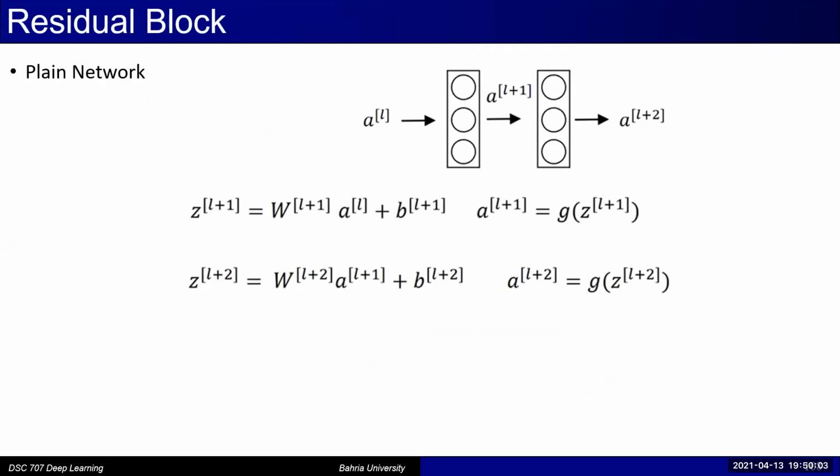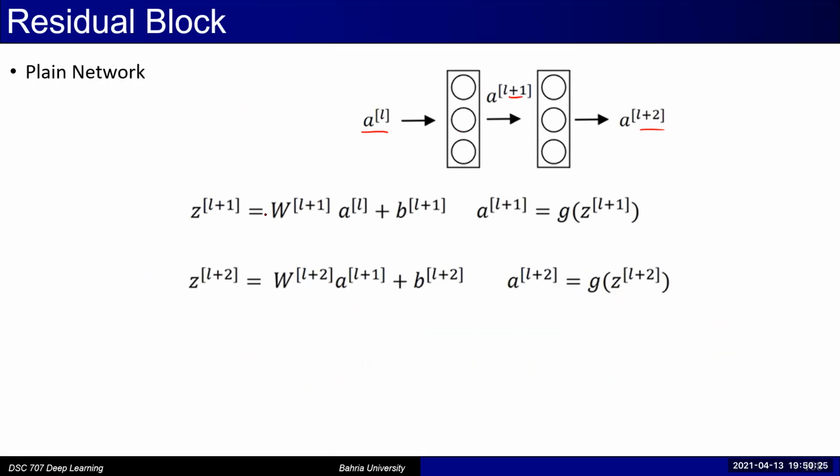Okay, so there were many solutions suggested to this, but the most effective one was residual learning. In order to understand this, we look at two layers of this network. This A is for activation, and this superscript L is for the layer number. So we have this layer L, L plus 1, L plus 2.